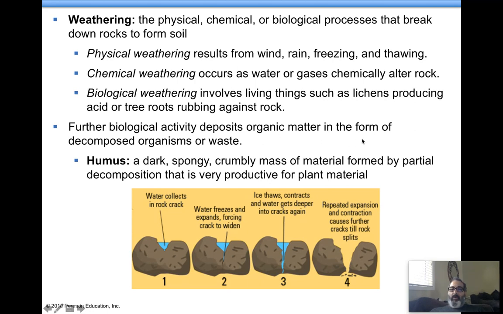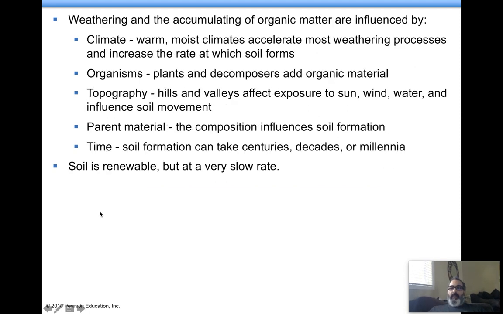Then biological activity also decomposes living things. As they break down, their waste products or the actual organisms become part of the soil. So soil is not just the actual stones being broken into smaller pieces. You need all the living matter decomposing, decaying, breaking down. All right. Humus is a real dark, spongy, crumbly mass. When you see soil that's really dark, it's full of humus, and that means there's a lot of organic matter present. That's healthier soil.